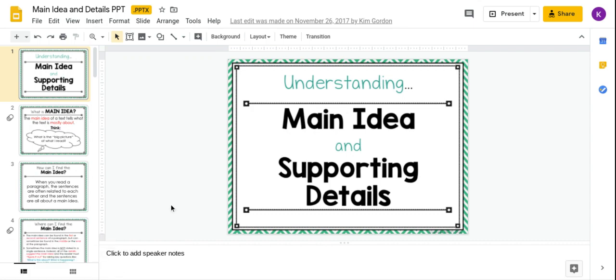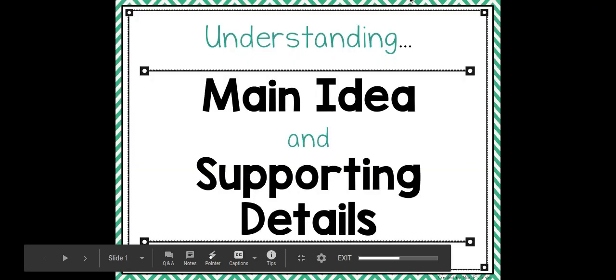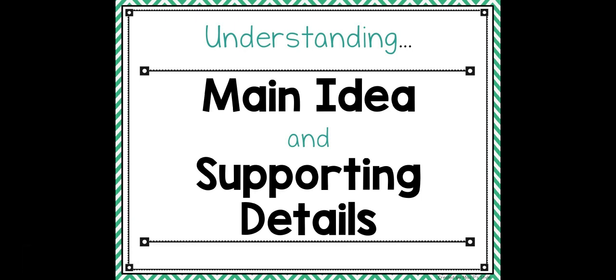Hi everyone. Today we are going to talk about understanding main idea and supporting details. It is important to understand what the main idea is and how to find it when reading a text. You must also recognize and identify details that support the main idea. Pay close attention so you will understand the difference between the two.